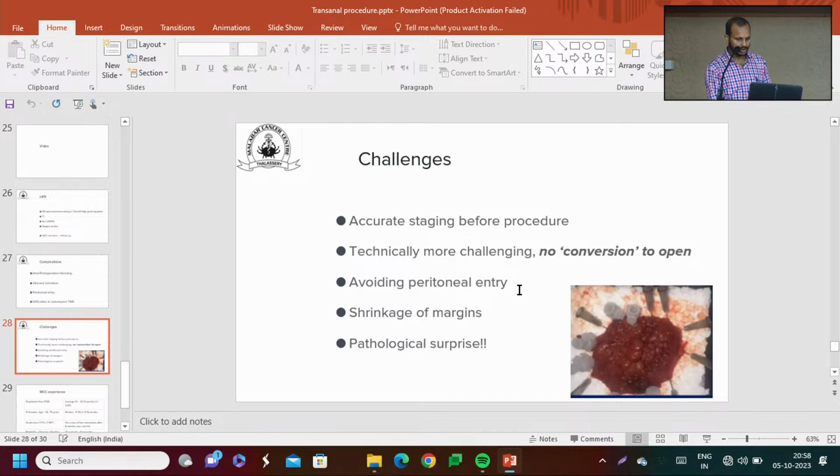You cannot choose disease which is situated too far away from the anus, to avoid peritoneal entry. And shrinkage of margins is a problem. So once you excise the lesion, you have to mark the margins using pins as shown in the picture. Otherwise, once it shrinks, the pathologist will report it as margin positivity. You would have taken a 1 centimeter margin around, but when the report comes, there will be a problem.